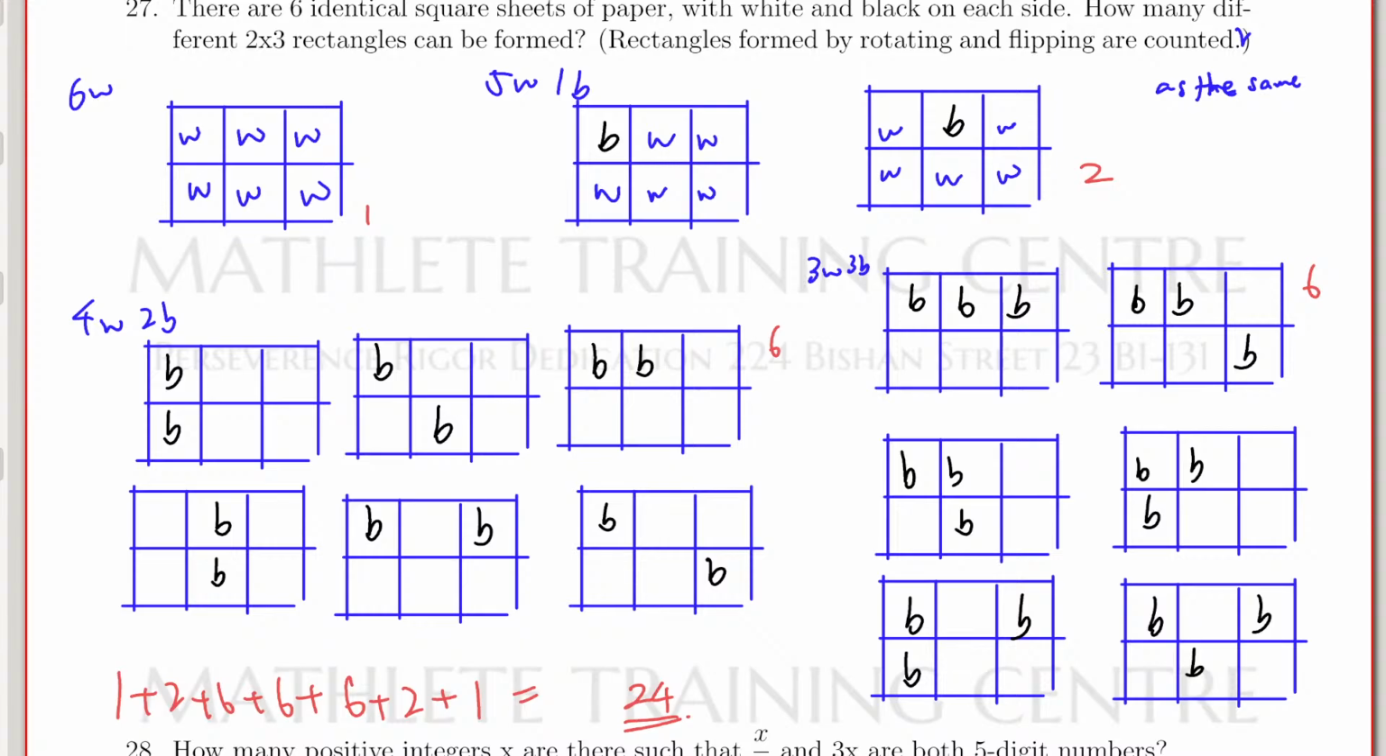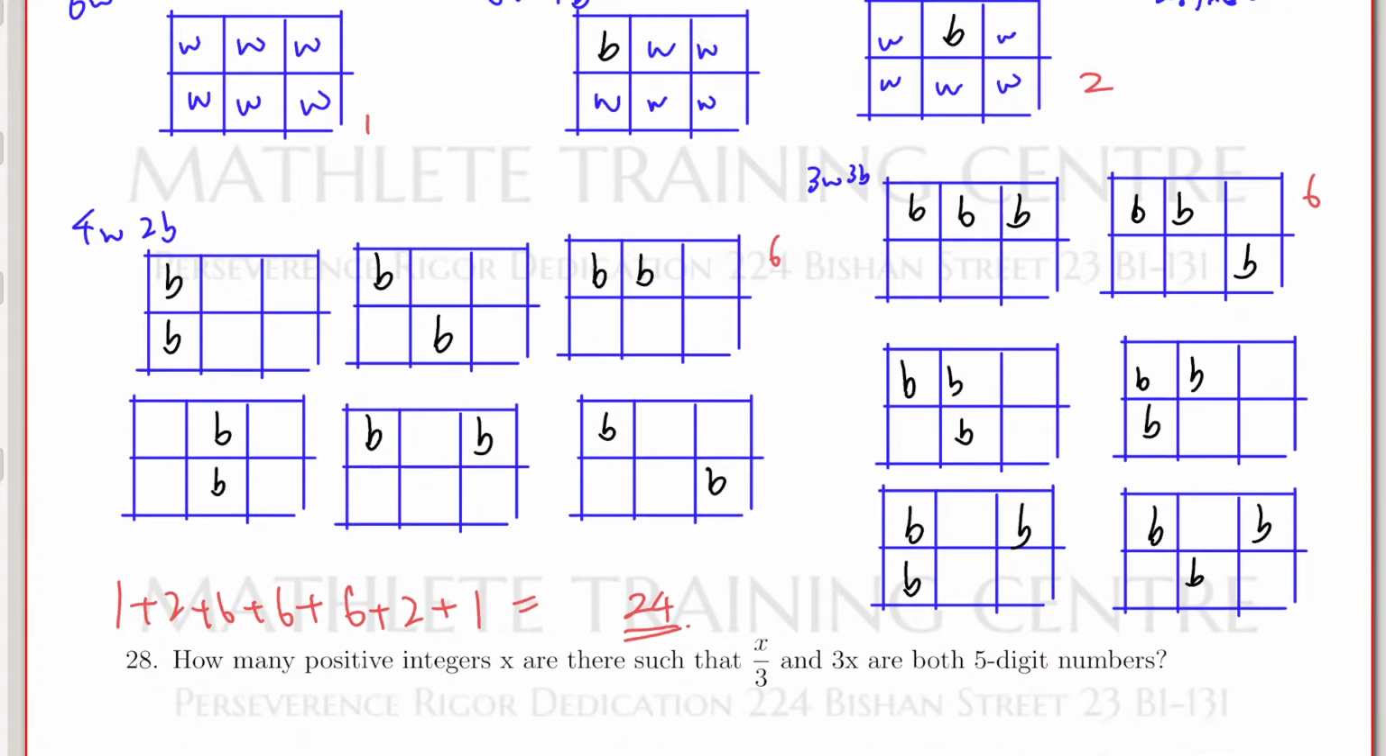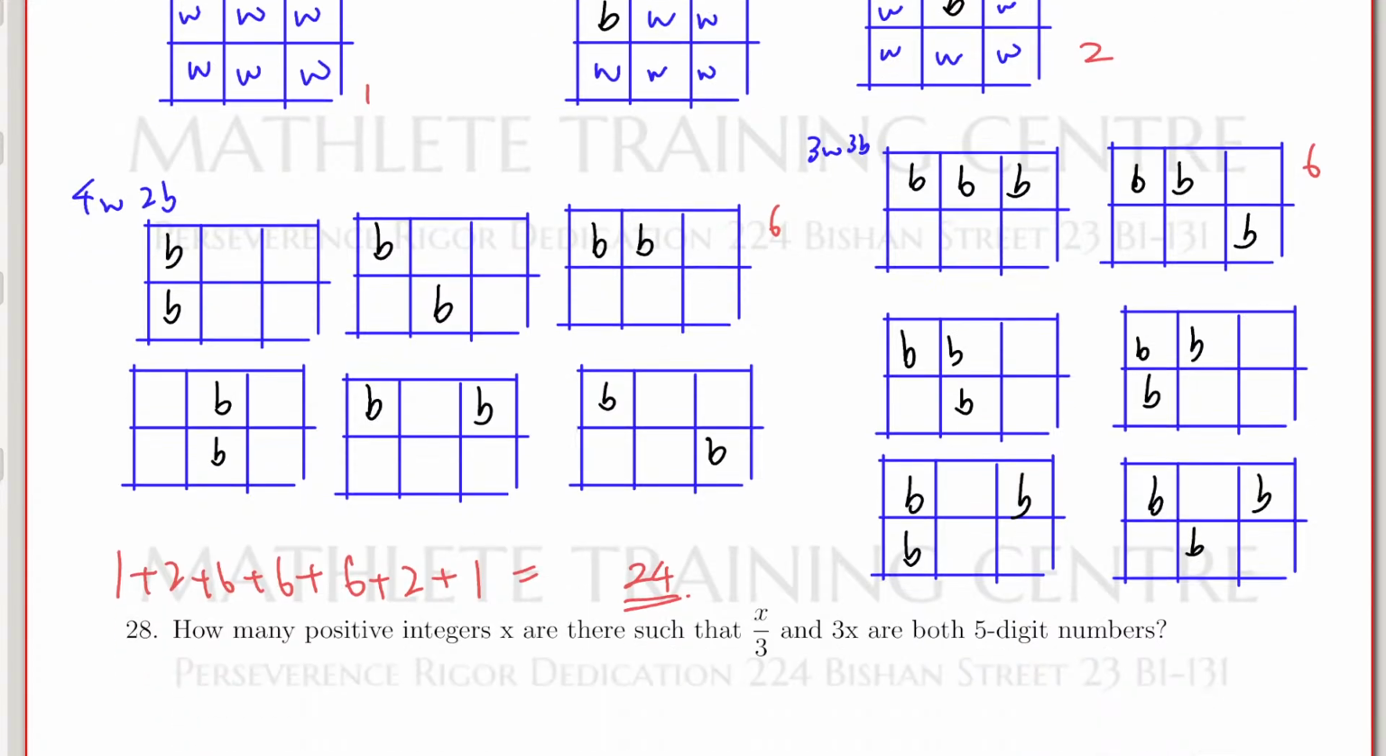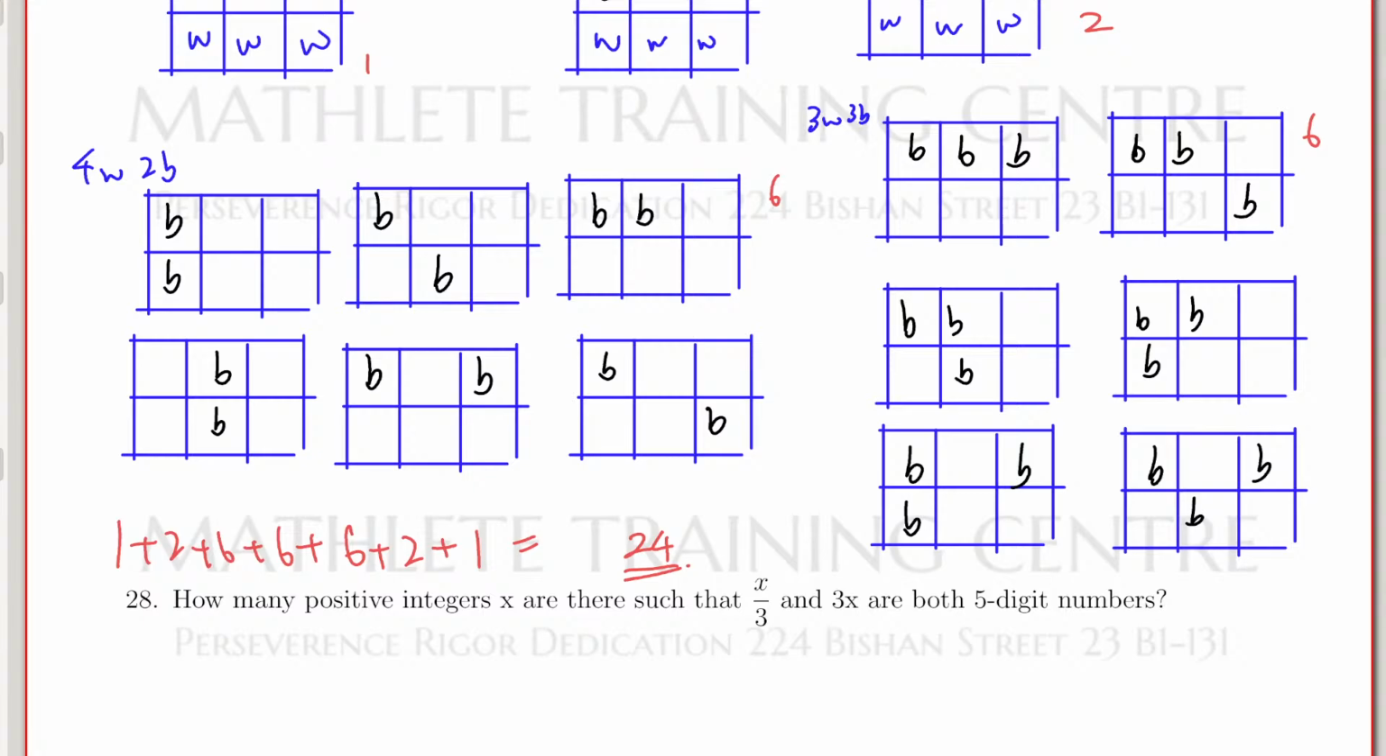Okay, so this is a pretty long question, but we managed to do it in the end. Meanwhile, question number 28 is a really simple question. How many positive integers x are there such that x over 3 and 3x are both 5-digit numbers?